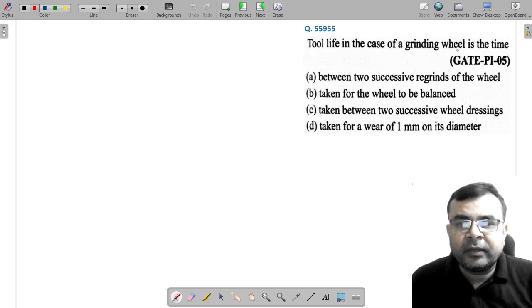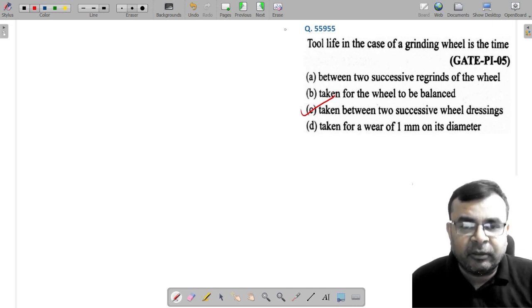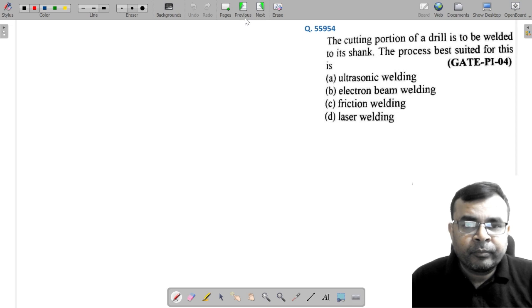Tool life in the case of a grinding wheel is the time between two successive wheel dressings. Don't be confused with between two regrindings, because in a grinding wheel we never do a grinding operation. Here we do a dressing operation. Is it right? The cutting operation of the drill is to be welded to its shank by friction welding.